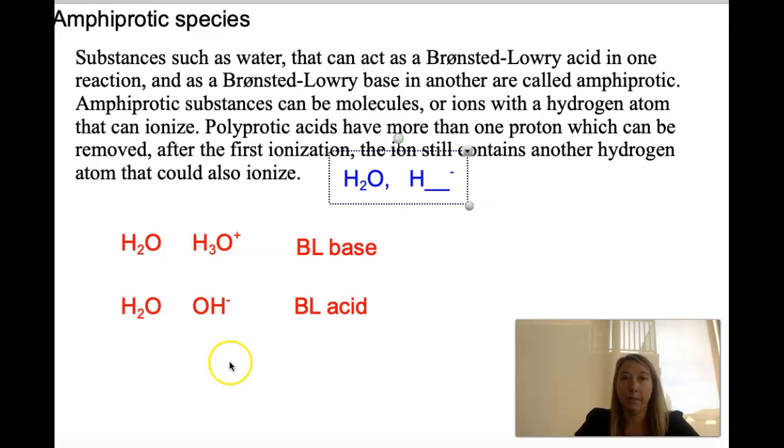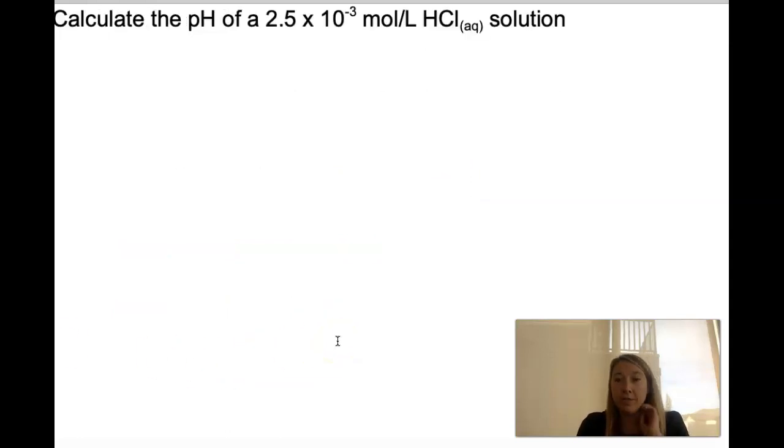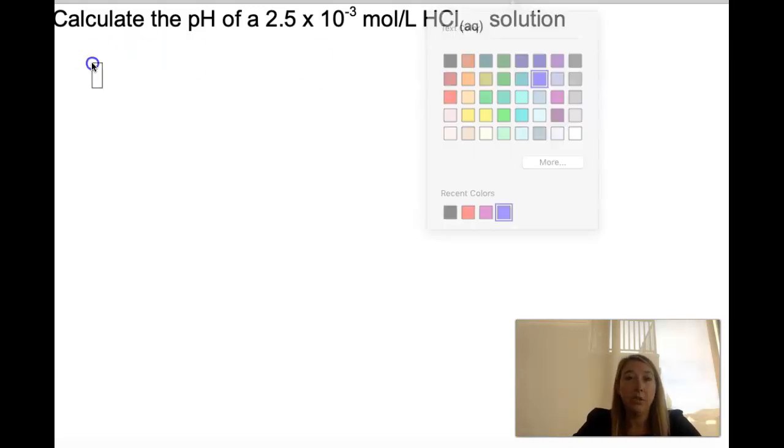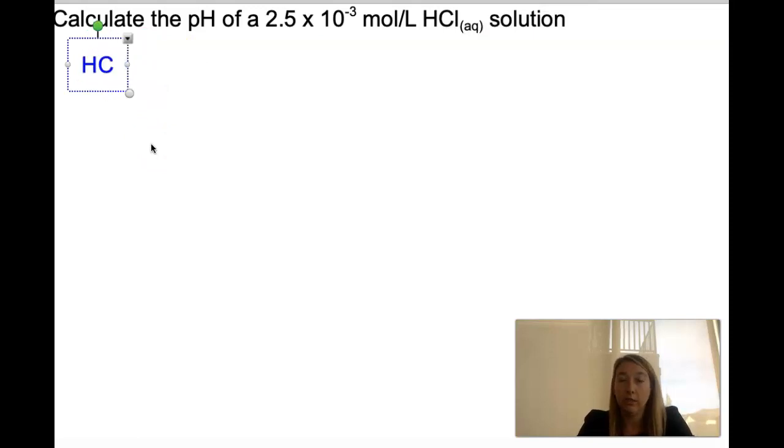Okay, so let's revisit some of those Chem 20 calculations. So we can look at calculate the pH of a 2.5 times 10 to the negative 3 mole per liter HCl solution. So we need to make sure that we recognize with a question like this that we need to write an ionization equation. So we're going to have our HCl(aq). We're going to combine it with water.